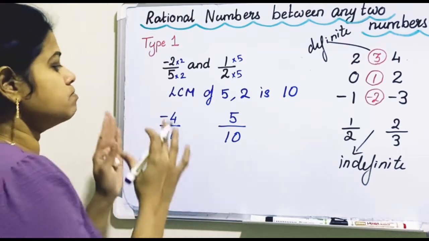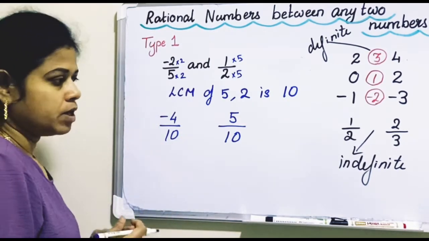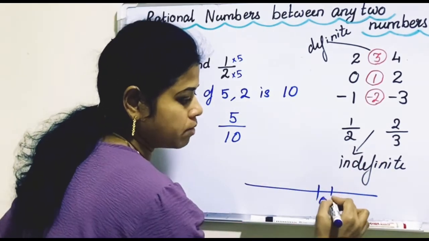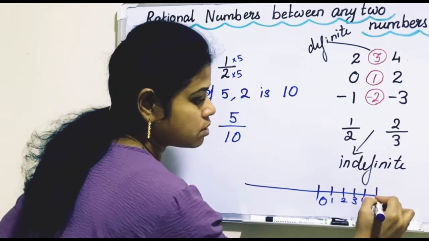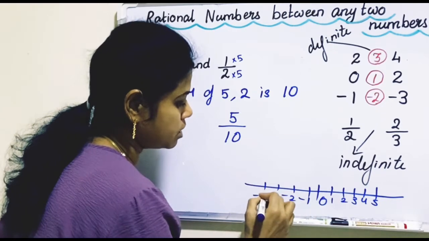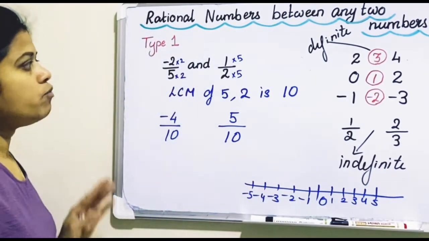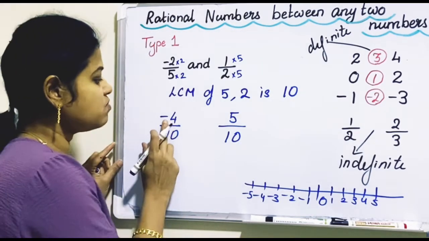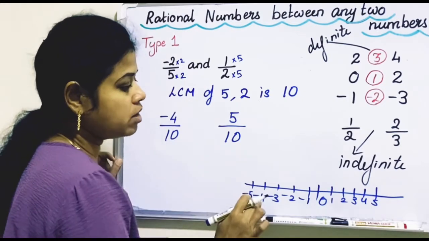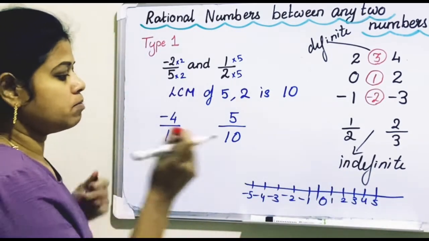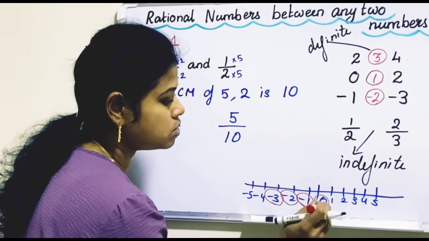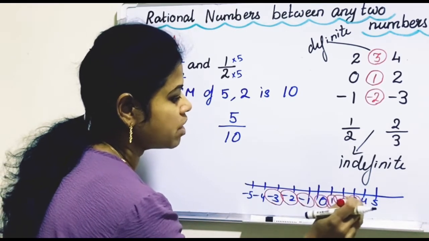So how many numbers are between -4 and 5? If you take a number line, it's 0, and to the right side it's all positive integers, and to the left side it's all negative integers. Now we have to list out the numbers between -4 and 5. So take the numerators, -4 and 5. In between -4 and 5, you have the numbers -3, -2, -1, 0, 1, 2, 3 and 4.